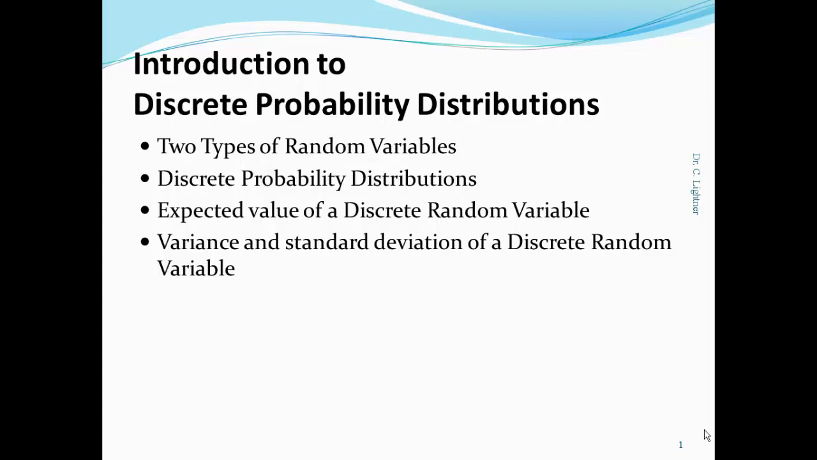Introduction to Discrete Probability Distributions. In this section, we will discuss the two types of random variables, discrete probability distributions, the expected value of a discrete random variable, and the variance and standard deviation of a discrete random variable.